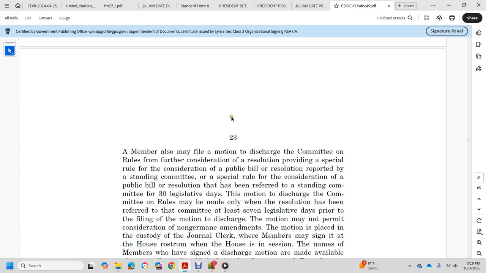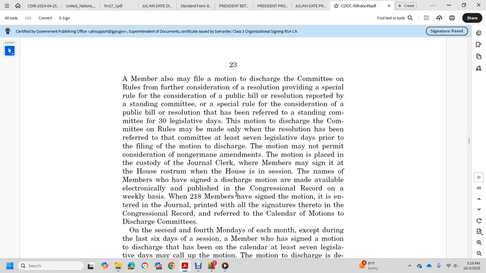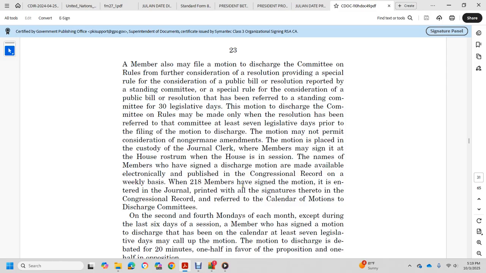Filling the motion, discharge of the motion may not permit consideration of germane amendments. The motion is placed in the custody of the journal clerk, where the members sign it when the House is in session. The names of the members at the time of the discharge of the motion are made available, electronically published in the Congressional Record on a weekly basis, once 218 members have signed. The motion is entered within the journal, printed with the signatures thereto in the Congressional Record.